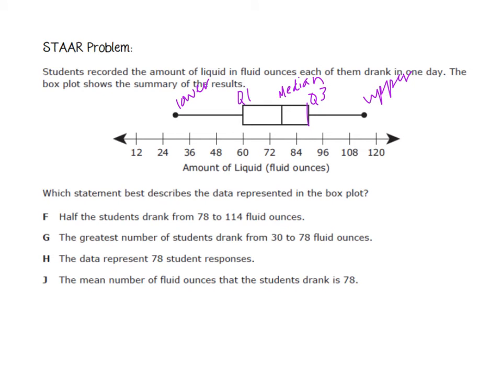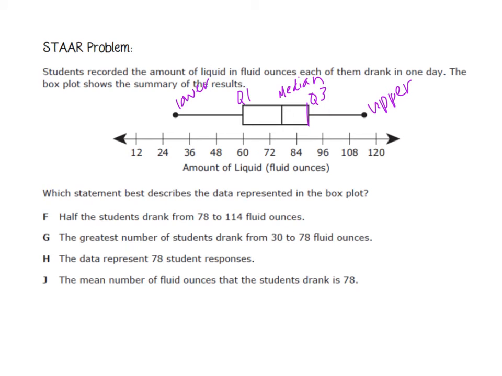So, wow, that upper doesn't look good. So let's look at our choices. It says, which statement best describes the data presented in the box plot? Half of the students drank from 78 to 114 ounces, fluid ounces. The greatest number of students drank from 30 to 78 ounces. The data represents 78 student responses. The mean number, the average number of fluid ounces that the student drank is 78.